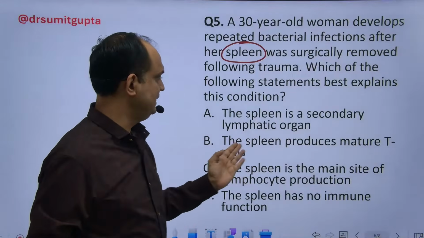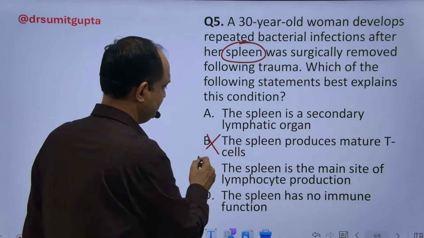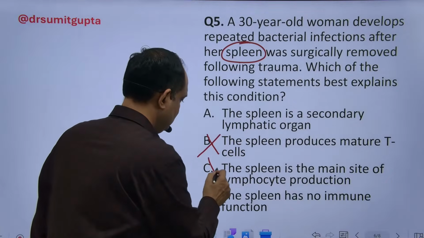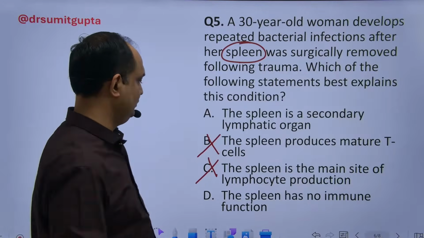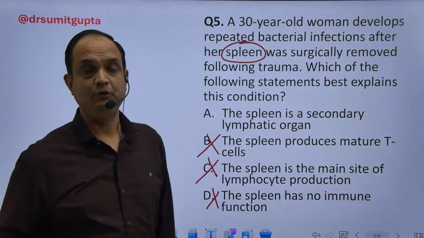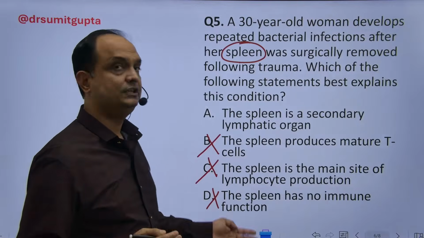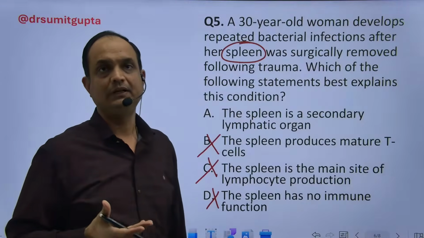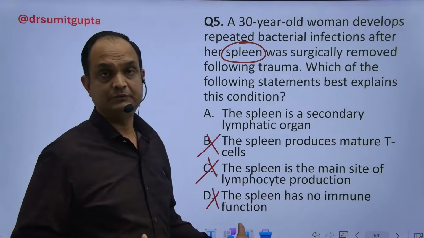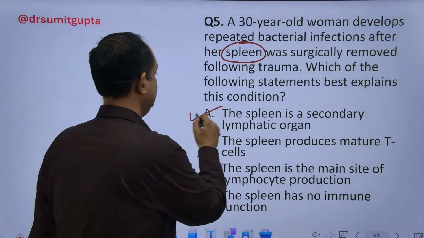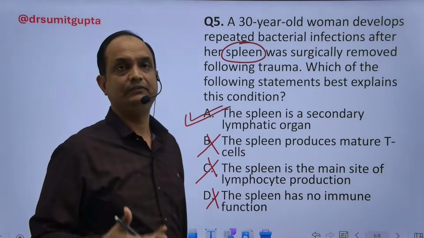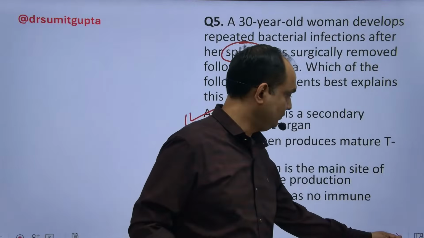The spleen produces mature T cells. No, that is a function of the thymus. The spleen is the main site of lymphocyte production. No. The spleen has no immune function. No, the spleen always has an immune function. So what is the immune function? Generally you will have the filtration of the macrophages and other dead cells in your spleen. So the answer is A: spleen is a secondary lymphatic organ. Which is another secondary lymphatic organ? I told you, lymph node.